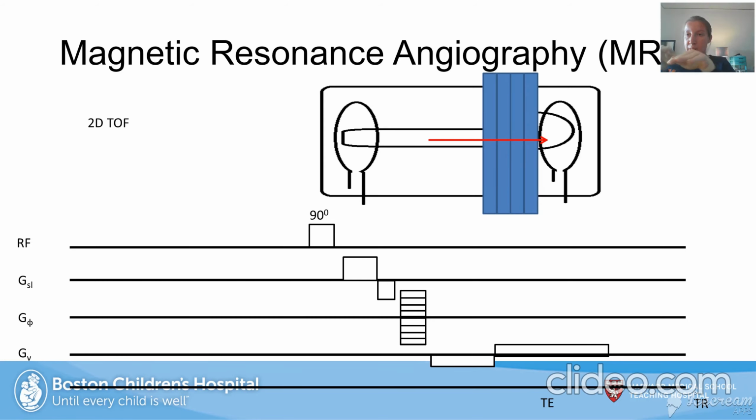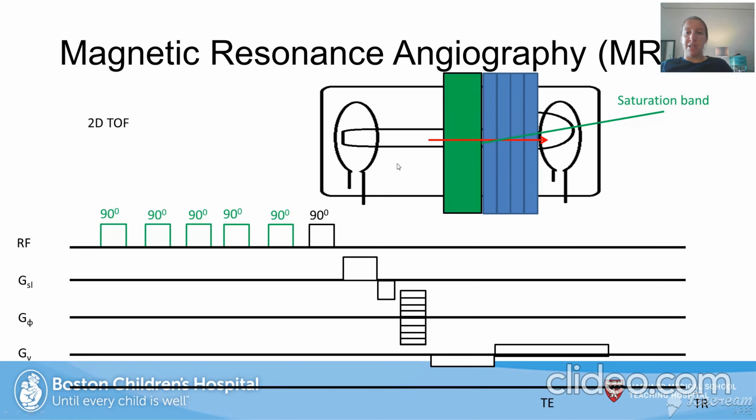So if you've got blood that's flowing, when you excite that signal, it goes 90 degrees, and then that blood is going to keep moving. So by the time that signal starts to relax, it's long gone. So you will not get that signal in this image here. So what they do is actually add a saturation band. They do a bunch of 90-degree pulses in the blood that's flowing, in the areas before you start acquiring images, to actually get a signal from the blood.